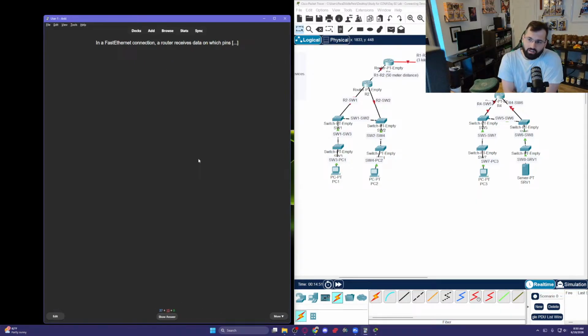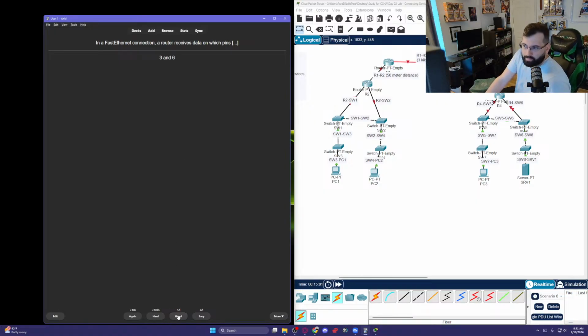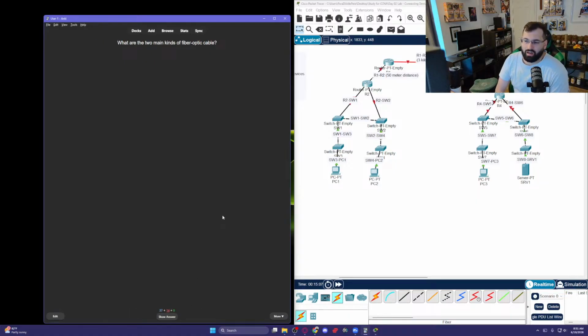In a fast Ethernet connection, a router receives data on which pins? 3 and 6, but in a fast Ethernet connection, it shouldn't matter. I think 3 and 6 is the standard now. What are the two main kinds of fiber optic cables? Single mode and multi-mode.